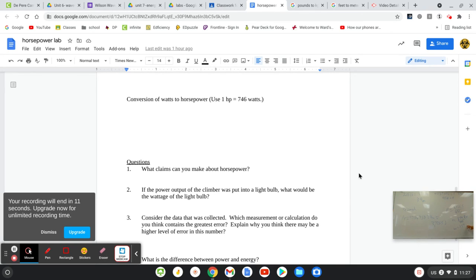I think you can do the end of lab questions based on that calculation explanation, getting you to think about what it means to have power and to change the amount of energy you need at different points in time.